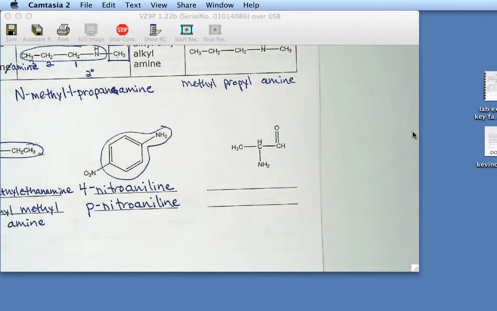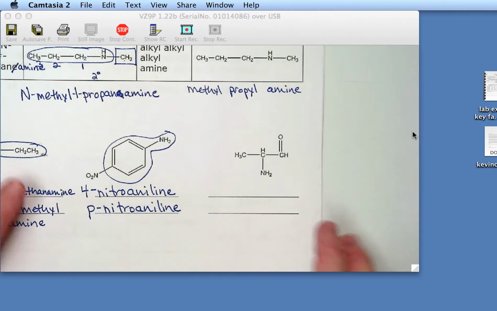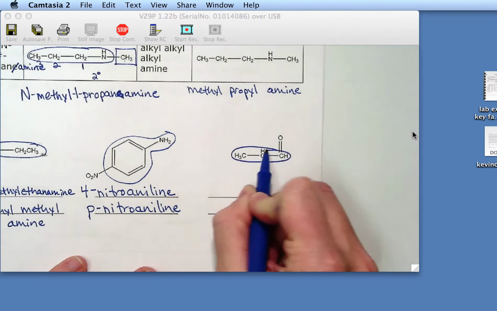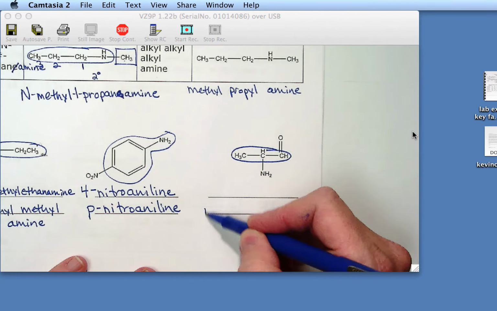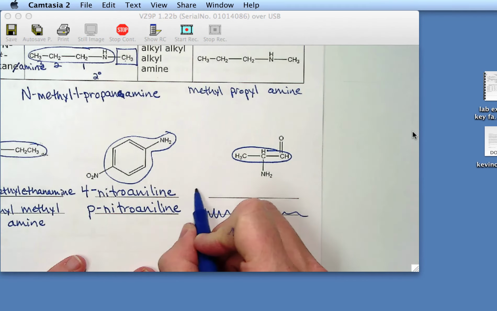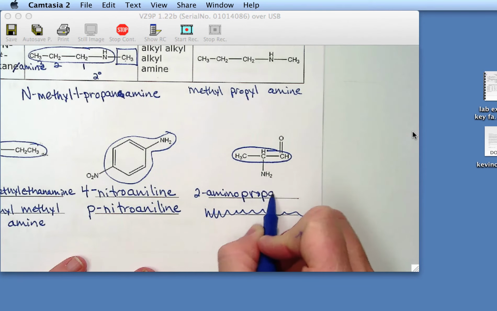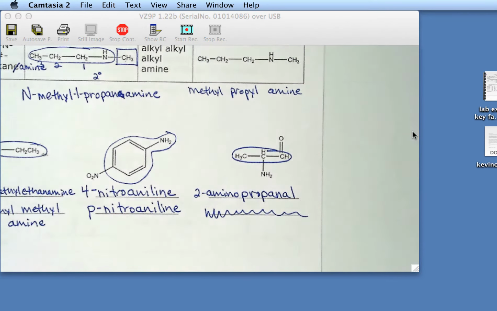So, you go back to Unit 3. Amino. Oh my goodness. And there's no common name for this one. So it's going to be 2-amino propanol, because that'll be on the exam.